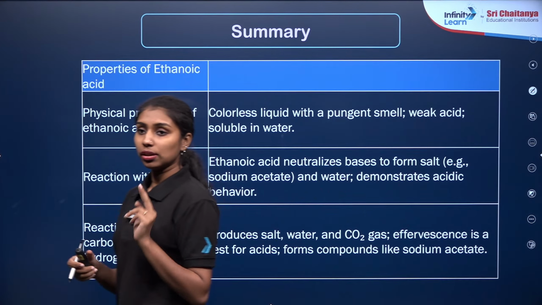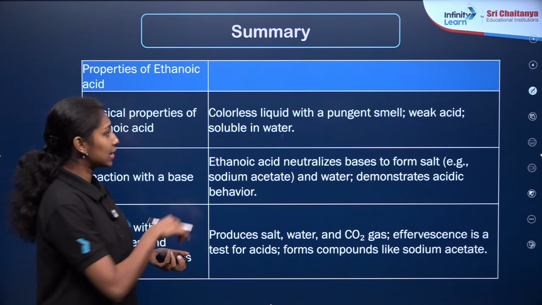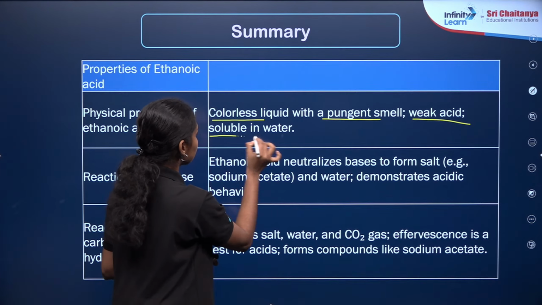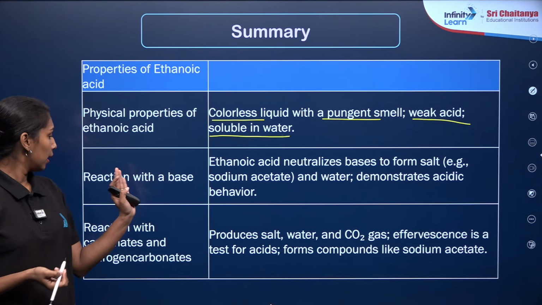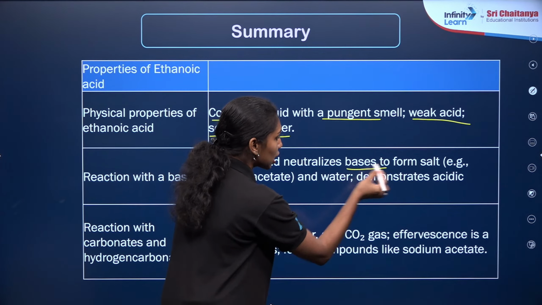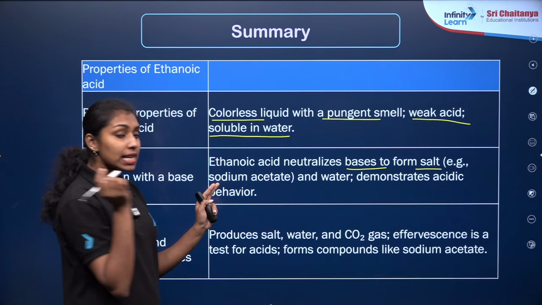Then the next compound, ethanoic acid: a colorless liquid with a pungent smell, a weak acid because of low dissociation in water, and it is soluble in water. Then what is the reaction? Reaction with base, right? It will neutralize the bases to form the corresponding salt as well as water, the neutralization product.